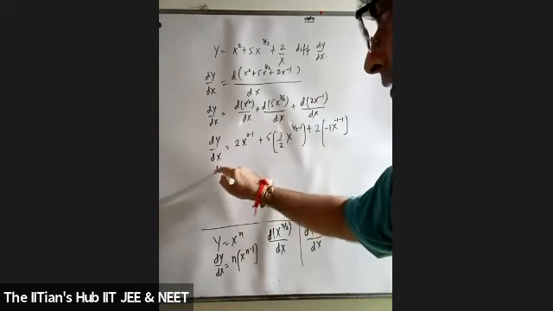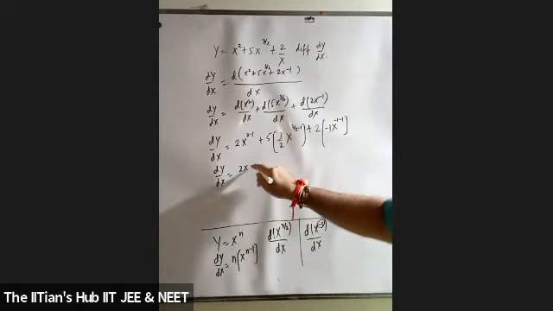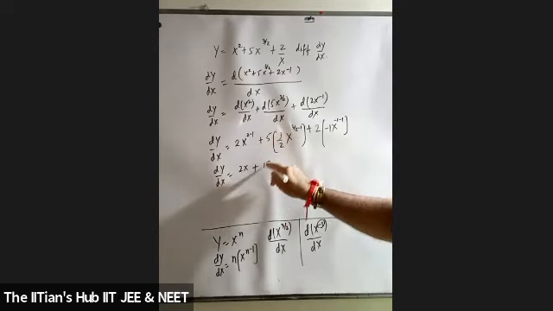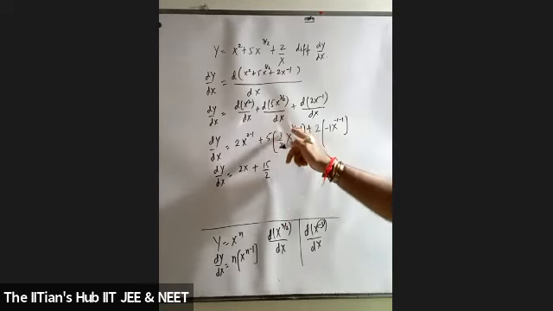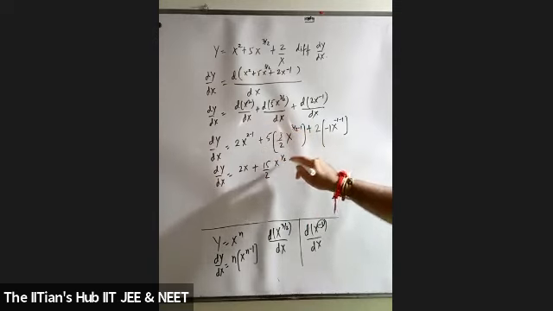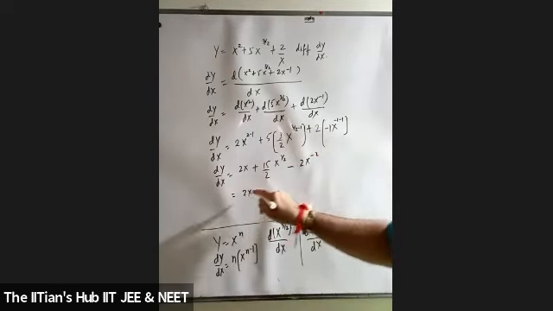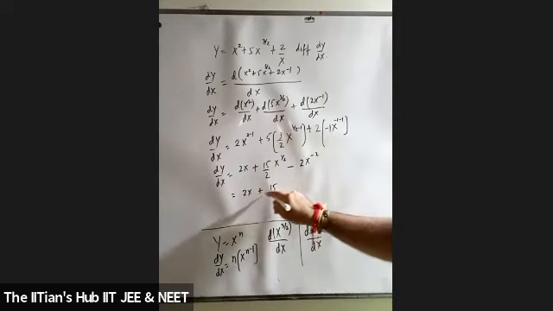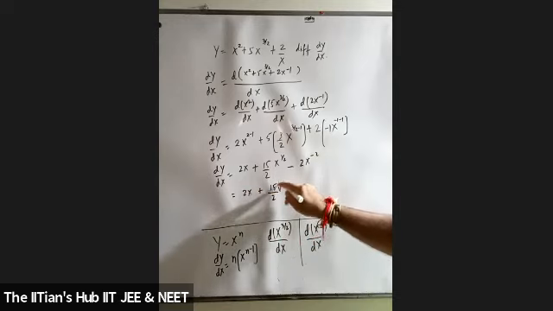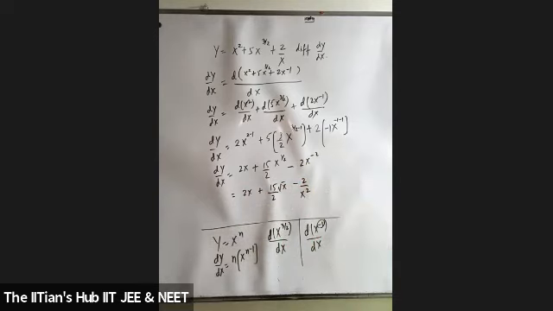dy by dx is equal to, students, 2x plus 15 by 2 x raised to 3 by 2 minus 1. So x raised to what will be? 1 by 2. Plus into minus 2, x raised to minus 2. So what's my final answer? 2x plus 15 upon 2 root x minus 2 upon x square.